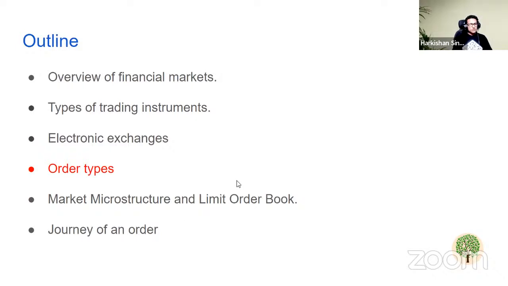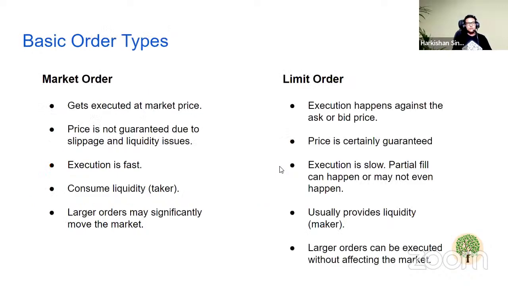Okay, so we'll move on to the order types. What are the different order types? Mainly, there are two basic order types, and most of the order types are derived from these. If you see different order types your broker is offering, they're just derived from either of these.